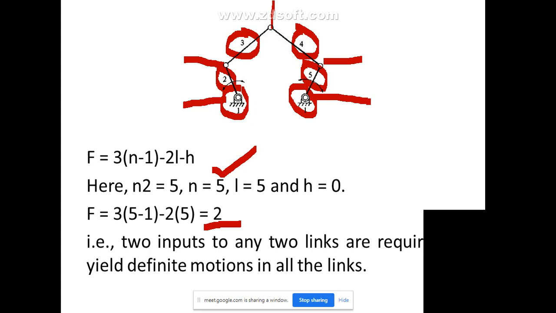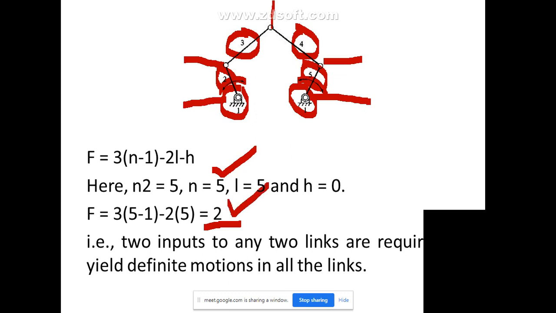This 2 indicates that 2 inputs to any 2 links are required to yield a definite motion in all the links. Okay. So in this case, suppose you just move the second link. It will not give motion to all the links, because if you just oscillate only the 3 will be there. You can't give definite motion to the other 2 links. Okay. So at least you should give 2 input links to oscillate, so that it will have definite motion. So in this case what can you move? You can oscillate the second link as well as the fifth link. If both are having the motion, automatically 3 and 4 will have the motion. Okay.